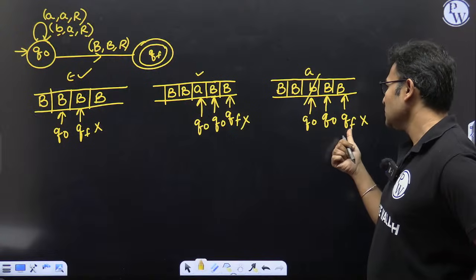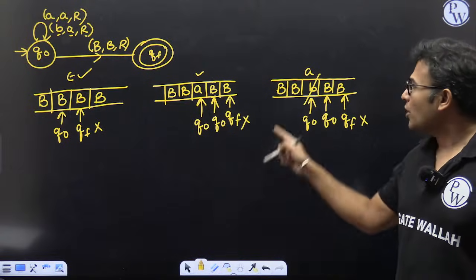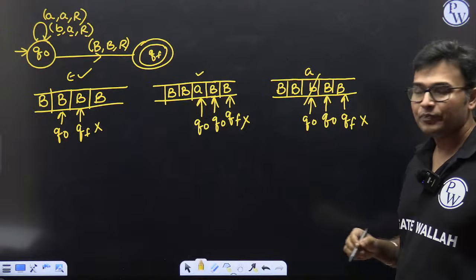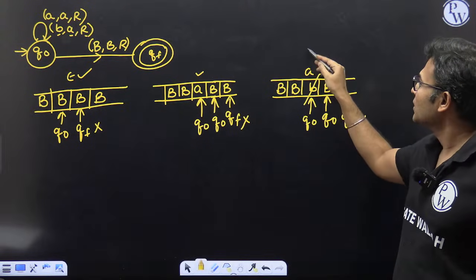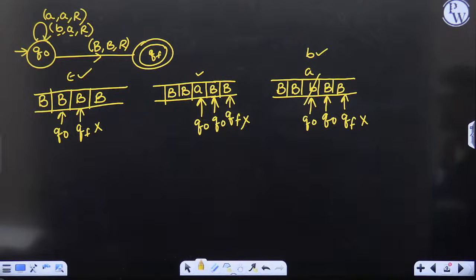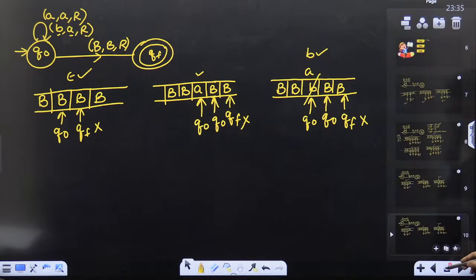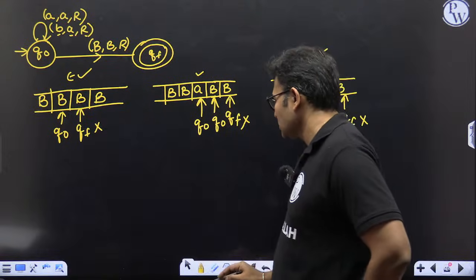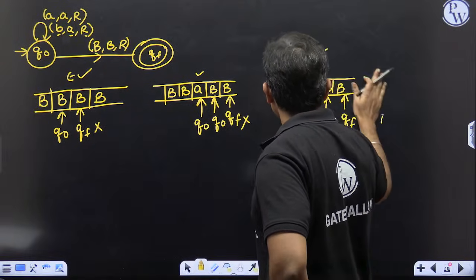Since the Turing machine is halting on QF, what is accepted? Input is B, not A. Input is B, B is accepted, right? I am just duplicating the slides. That slide content will remain the same, and I am just erasing it on the duplicated slide.